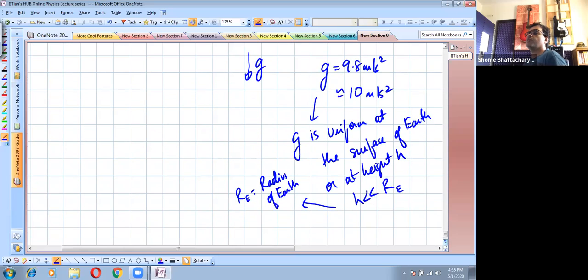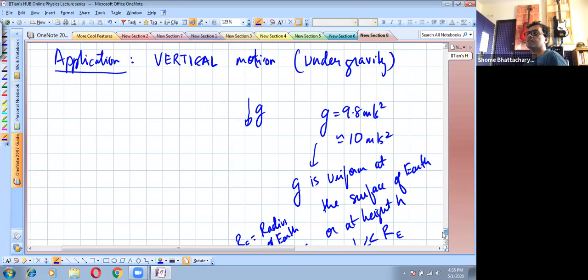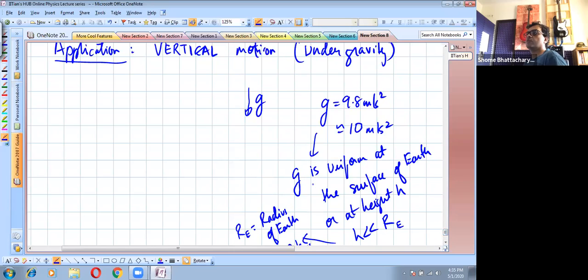So you know that approximately that is 6,400 kilometers. So unless we are talking about a height of a few thousand kilometers, which is significant compared to the radius of the earth, we can treat g to be uniform. Okay? So g is uniform as long as h is very small compared to the radius of the earth. So h is a few meters, or even 1 kilometer, or even up to 10-15 kilometers. It's nothing compared to 6,400 kilometers. So g is uniform. Okay.